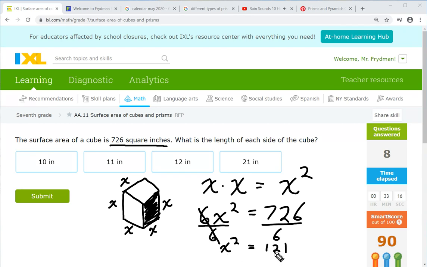So the answer is not 121. X is not equal to 121. The square of x is equal to 121. What does that mean? That means x times x is equal to 121. So we have to think of a number that, when multiplied by itself, gives us 121 as the answer. So, is 10 times 10 equal to 121? No. Is 12 times 12 equal to 121? No. But 11 times 11 is equal to 121.